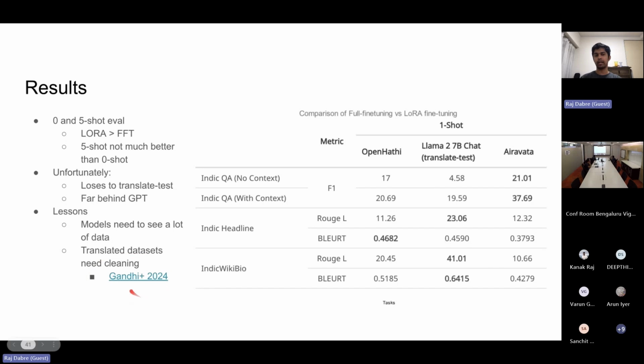There is some recent work by Gandhi. I've linked the paper in the slides. You might want to check how they focus on getting high quality translated datasets or high quality synthetic datasets. So synthetic dataset curation at scale and with quality is a very interesting open problem. Definitely recommend looking into this paper.